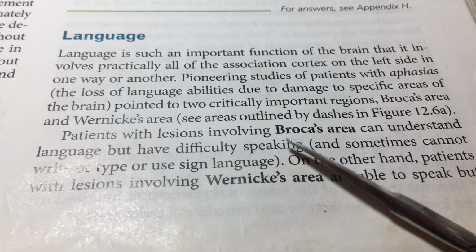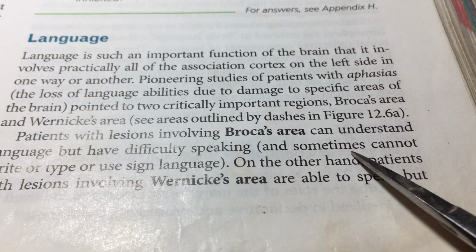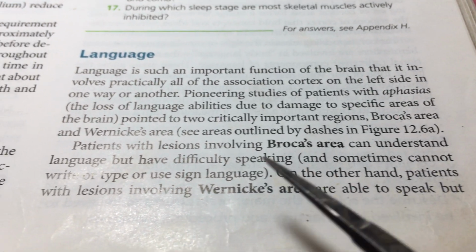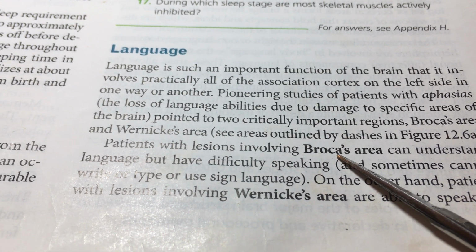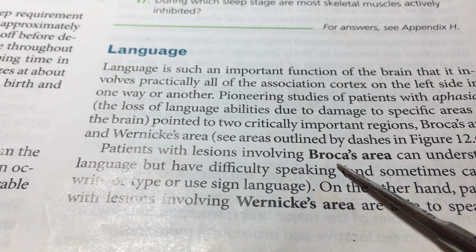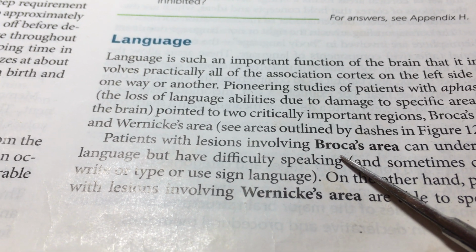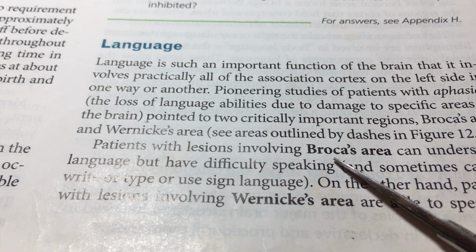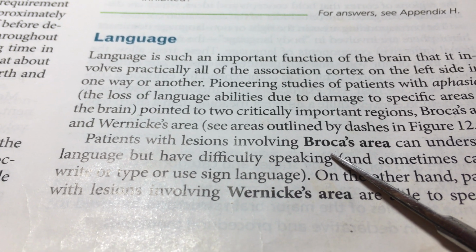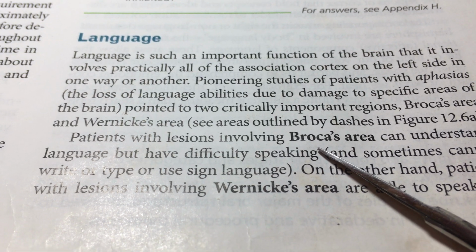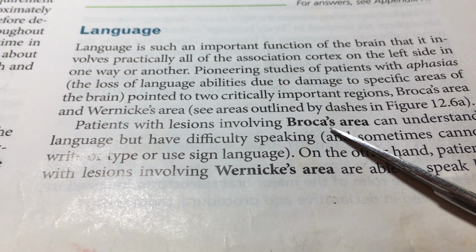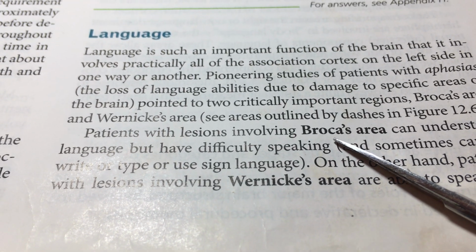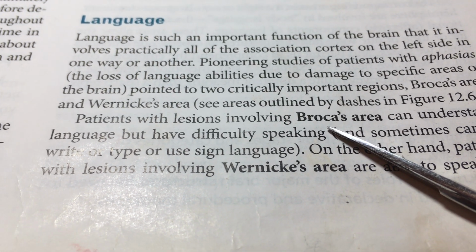So patients, it says, with lesions involving Broca's area can understand language but have difficulty speaking because Broca's is in the frontal lobe, where we have muscular skills. So the speaking of the language for these individuals is difficult because the motor skills have been disrupted.